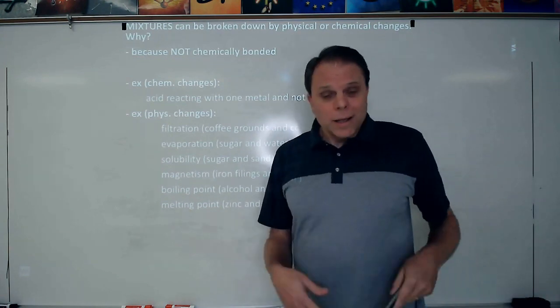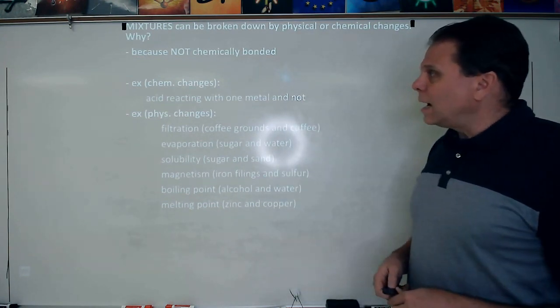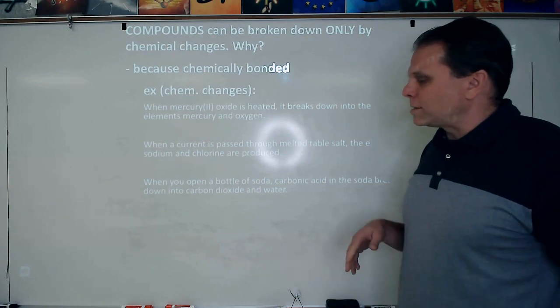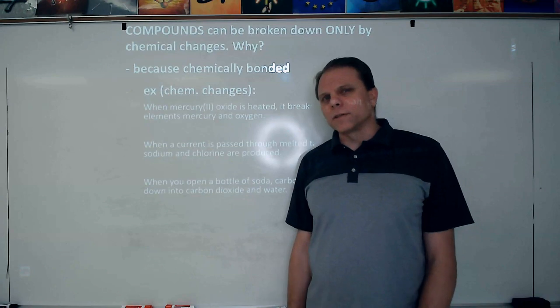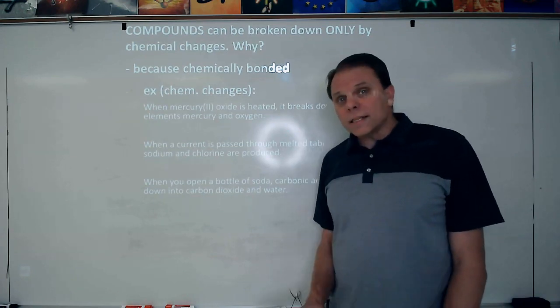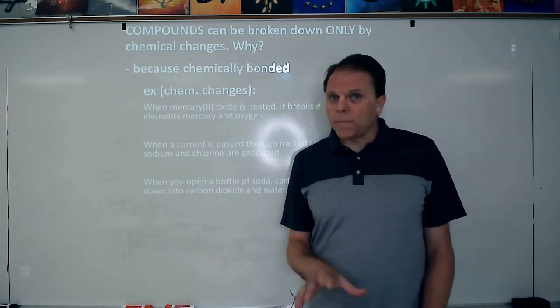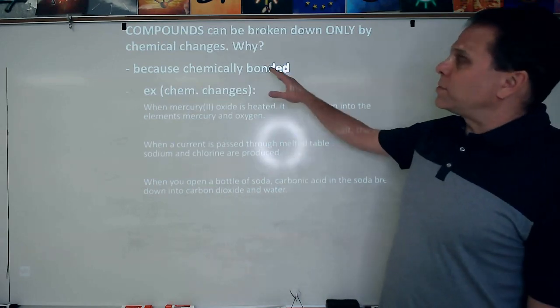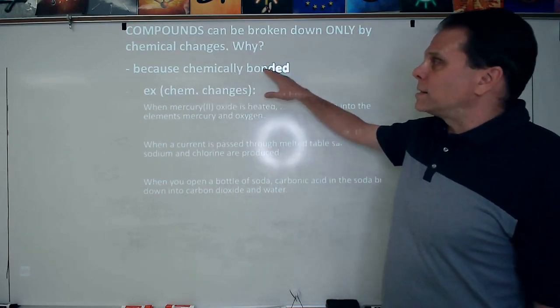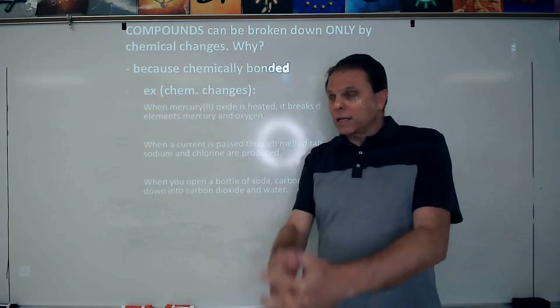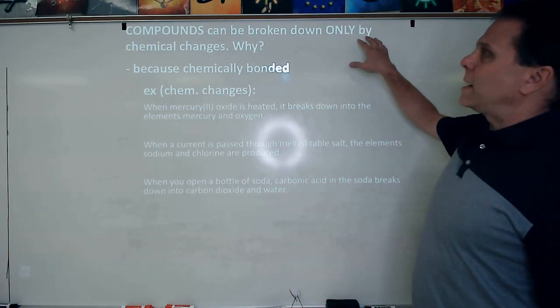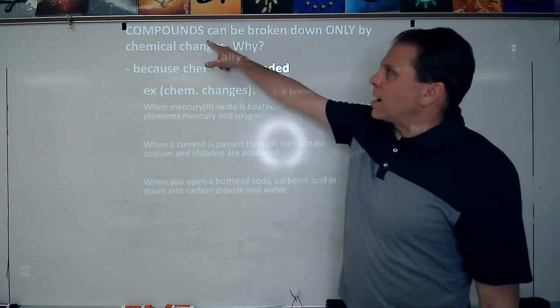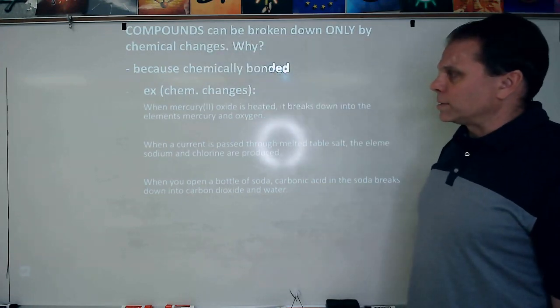Okay, so we have now talked about how to separate these mixtures, but could you separate a compound with physical means? No. You can't separate compounds through physical means. You can separate mixtures through physical means, but compounds have to be separated through chemical means because they are chemically bonded. They're actually connected to each other with attachments with their electrons, okay? So if you're thinking of a compound, it can only be broken down by chemical changes.